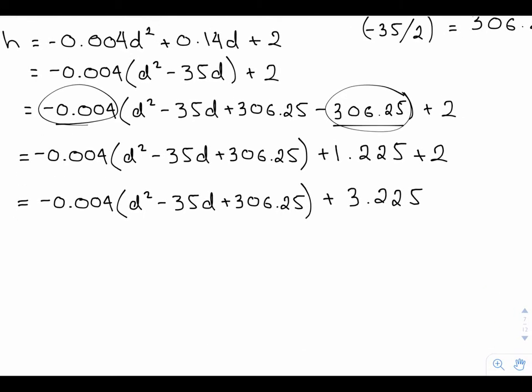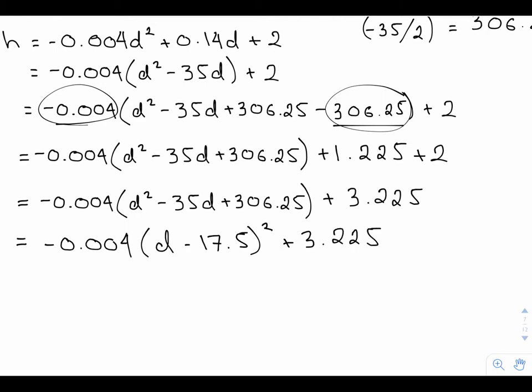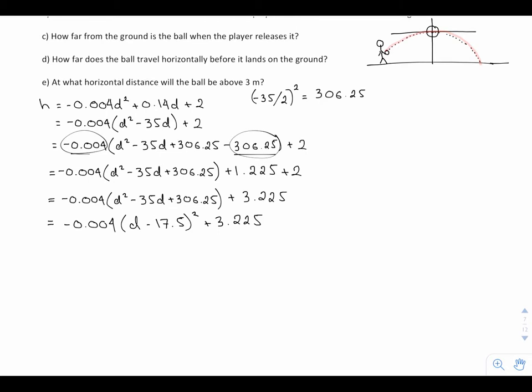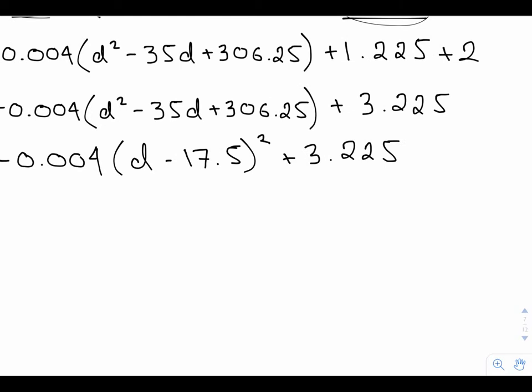The last step is just factoring the trinomial that's left inside. It is a perfect square trinomial, so the factorization will be pretty straightforward. It becomes d minus 17.5 all squared plus 3.225. So all this work to determine what our maximum value is, and now that we have it in vertex form, we can see that the vertex is going to be 17.5 and 3.225. So this is our vertex.